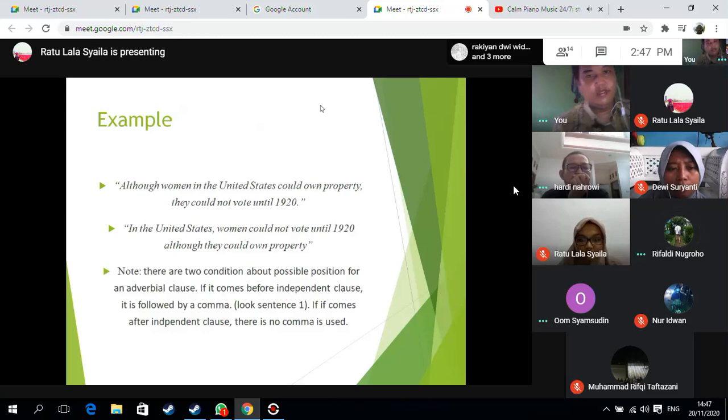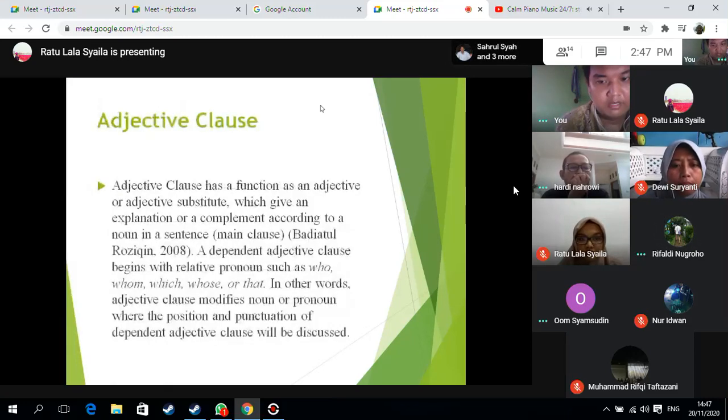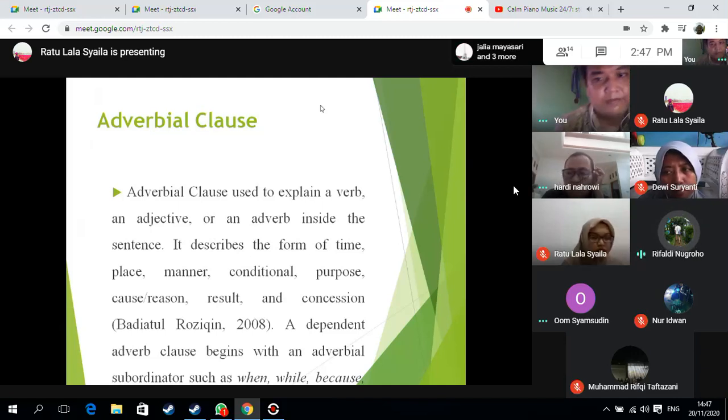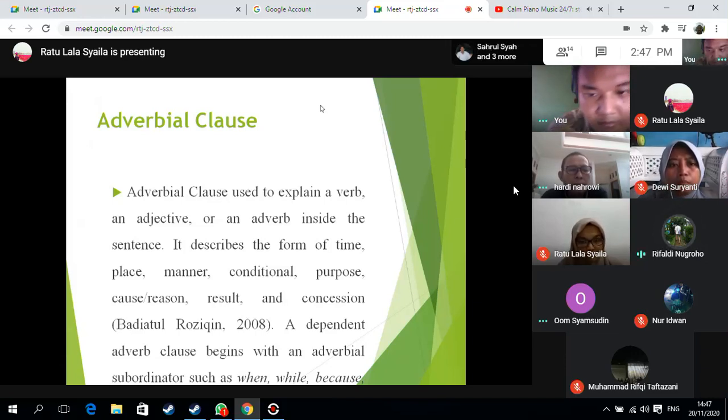An adverbial clause is used to explain a verb, an adjective, or an adverb inside the sentence. It describes the form of time, place, manner, condition, purpose, cause or reason, result, and concession. A dependent adverb clause begins with an adverbial subordinator such as when, while, because, and others. I can see the sentence.